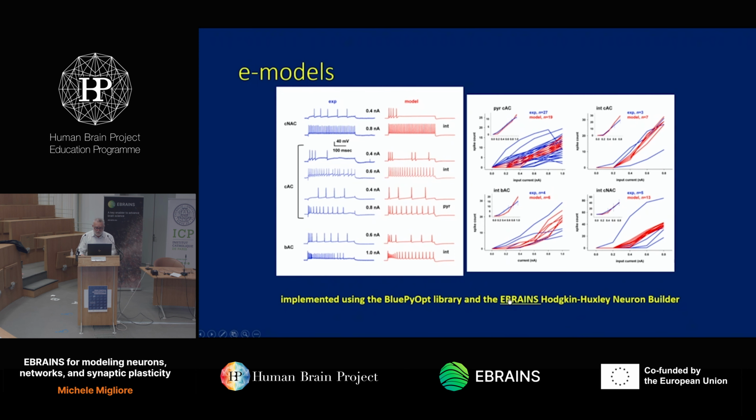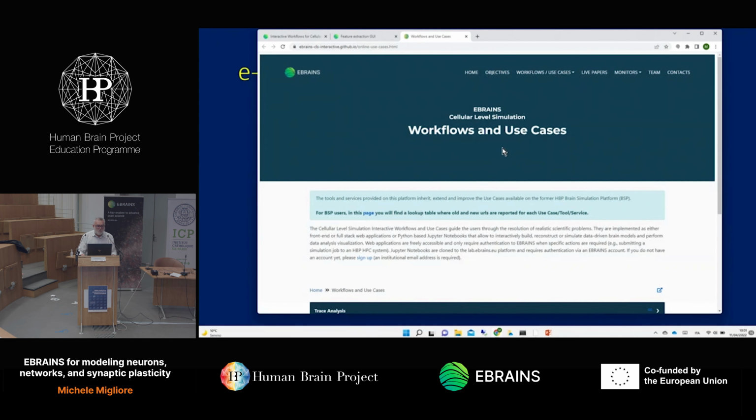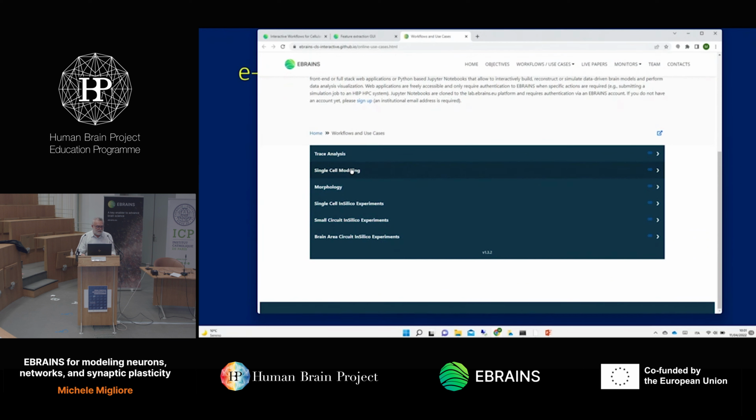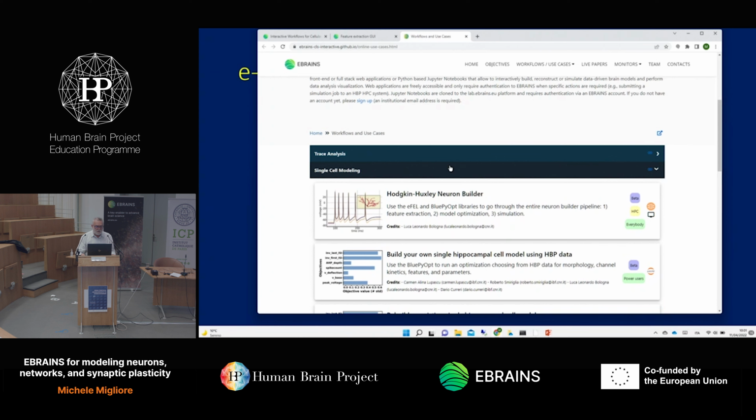You use the Hodgkin-Huxley neuron builder that you find in the workflow and use cases for cellular level simulation in EBRAINS. There are a bunch of them doing trace analysis, single cell modeling, morphology, in silico experiment, and so on. In this case, single cell modeling, you have the Hodgkin-Huxley neuron builder. And this gives me the opportunity to give you more specific information on what you are going to see on EBRAINS. Because, for example, you see a use case, you may say, okay, I'm going to use it. Well, you need to be careful again, because in some cases you need to know what you are doing.